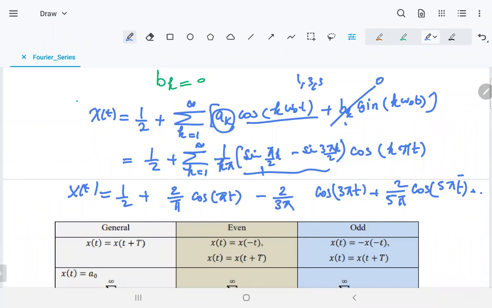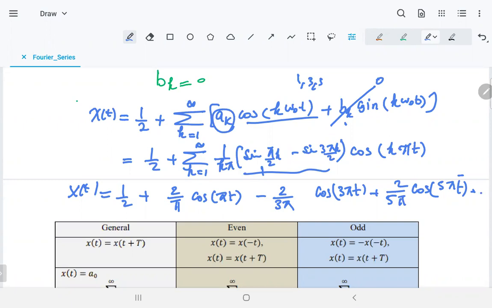The 2 over pi is the amplitude of the fundamental. So that one is going to be the first fundamental, and yes, the second fundamental is the... No, we don't have something called a second fundamental. You have only one fundamental. Then what's the negative 2 over 3 pi? That's the third harmonic.